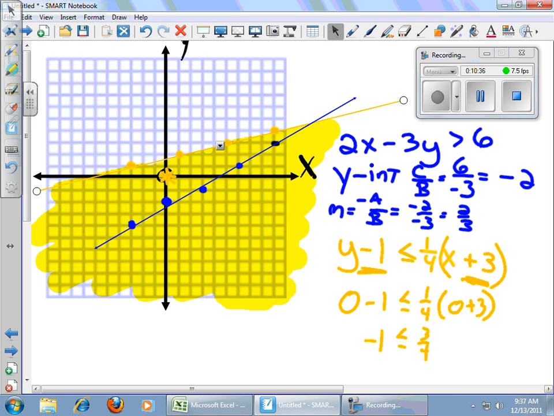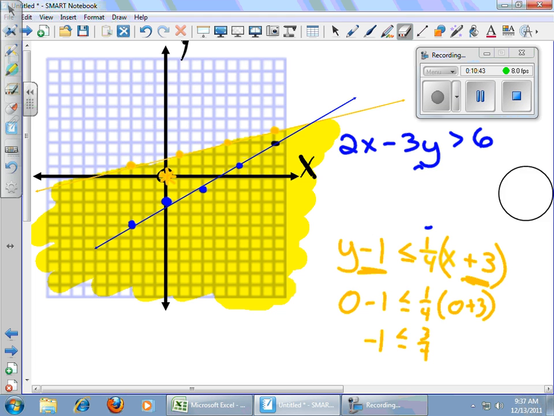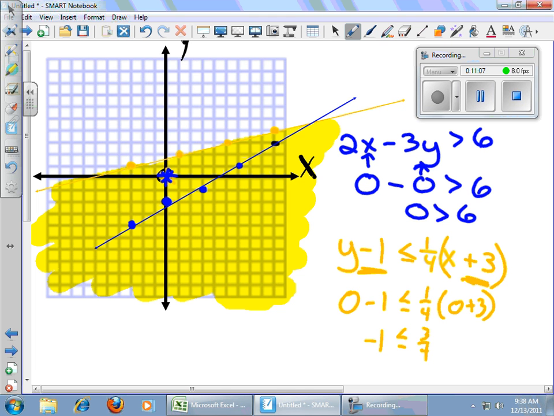Okay, now I will do my test point for the blue equation. I'll plug in 0, 0, which makes my work real simple. I put 0 minus 0 is greater than 6. Look, if I put 0 in for x, I get 2 times 0 is 0. Put 0 in for y, I get 3 times 0 is 0. So the left-hand side is simply 0 minus 0, or even more simply, 0. It's greater than 6. That is a false statement.